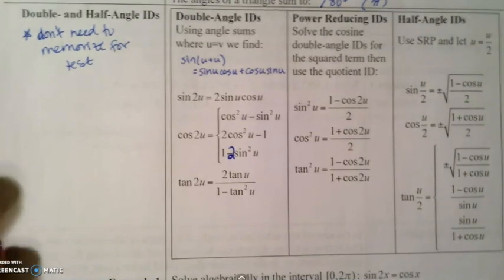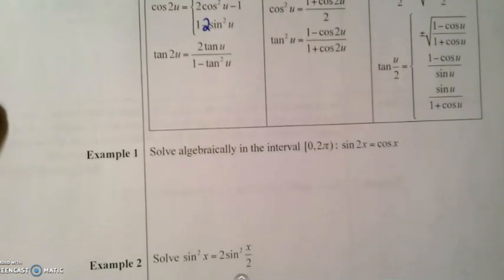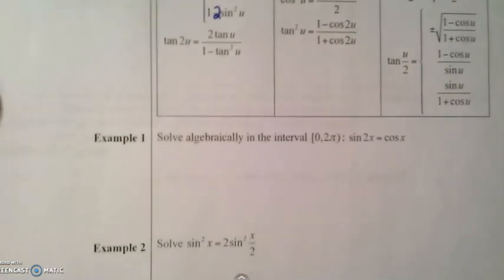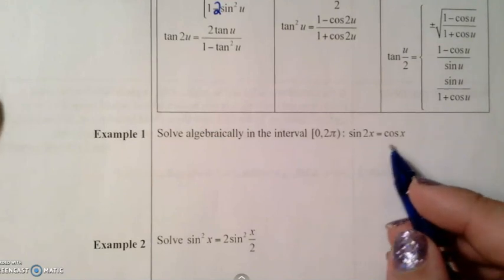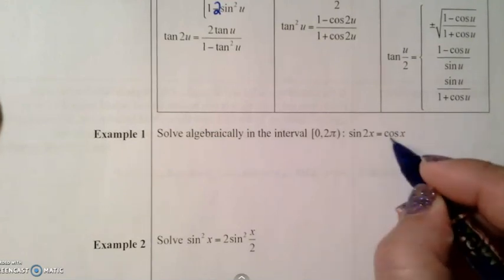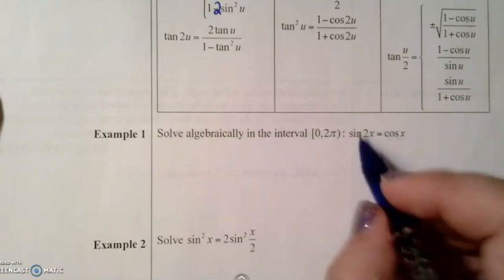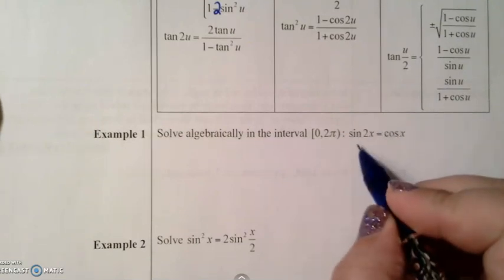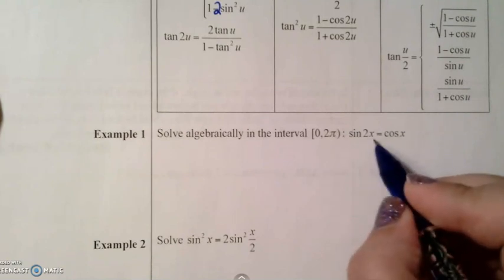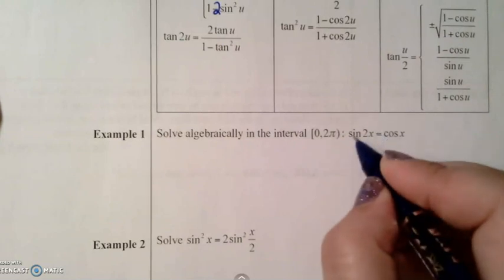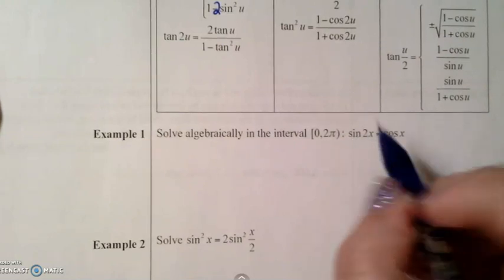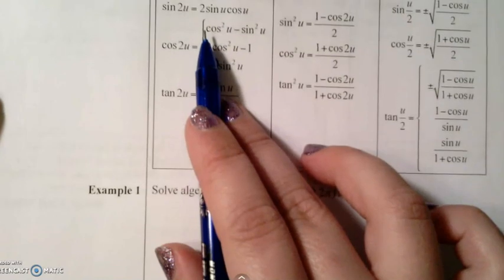How do we use these? In example 1, we want to solve algebraically on the interval from 0 to 2 pi that sine of 2x equals cosine of x. Well, the first thing we need to do is write these all in terms of the same trigonometric function, or look at how we can simplify this in order to solve for x. So what I'm going to do is rewrite sine of 2x using my double angle identity.